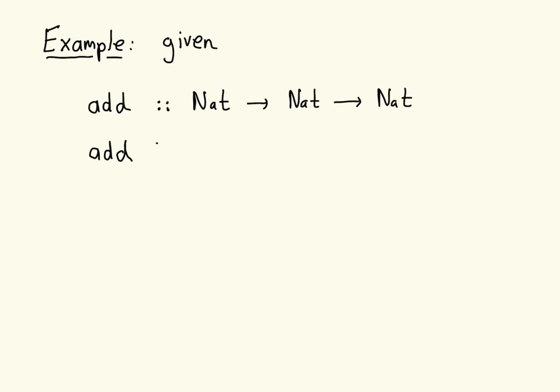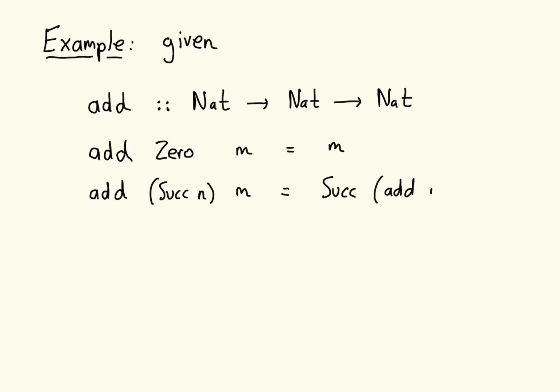If you add 0 onto any natural number m, then you simply give back m. And if you add the successor of any natural number n onto any other natural number m, then all you do is take successor of add n m. So, a nice, simple, two-line recursive definition. And what we're going to show is a simple equational property of this function.